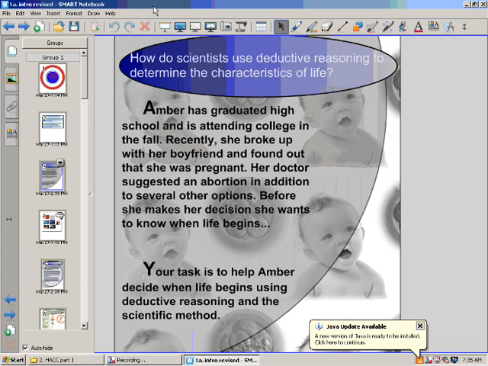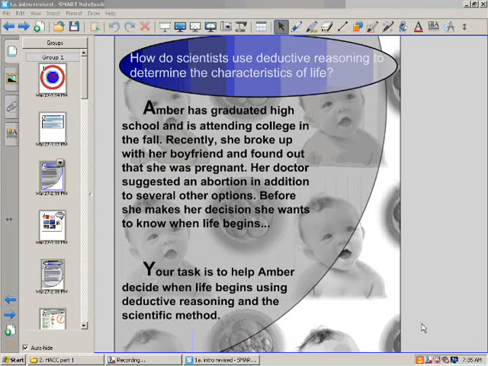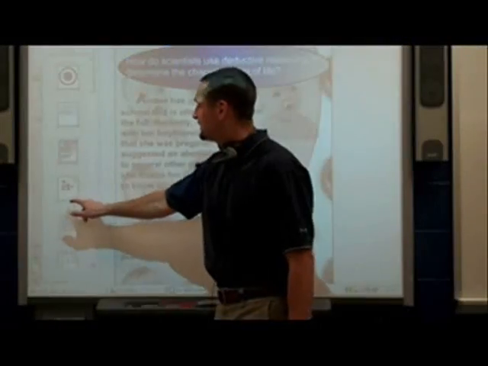Amber has just graduated high school and is attending college in the fall. Recently, she broke up with her boyfriend and found out that she was pregnant. Her doctor suggested an abortion in addition to several other options. Before she makes her decision, though, she wants to know, when does life begin? Your task is going to be to help Amber decide when life begins by using some deductive reasoning and the scientific method. So let's take a look at some of the characteristics of life then.